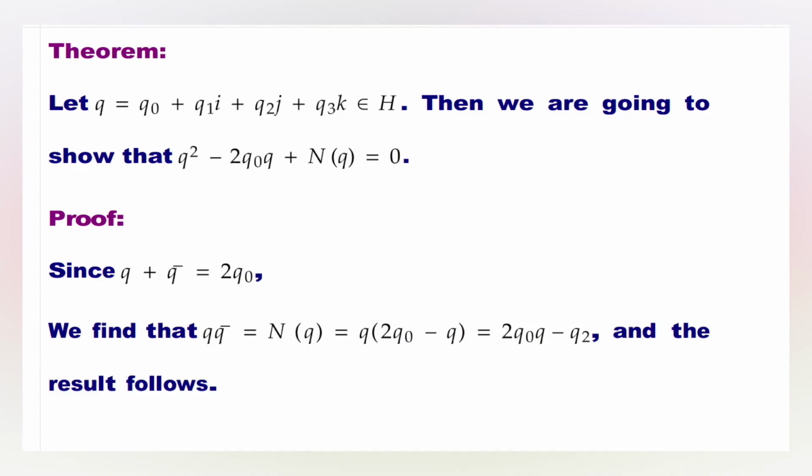We have just found another way to compute q square using the norm and conjugate of q. In fact, this type of manipulation can be used for any quaternion. The next theorem is, let q is equal to q naught plus q1 i plus q2 j plus q3 k in H, then we are going to show that q square minus 2 q naught q plus N of q is equal to 0. Let us prove this. Since q plus q bar is equal to 2 q naught, we find that q into q bar is equal to N of q is equal to q into 2 q naught minus q is equal to 2 q naught q minus q square. And the result is, the properties of conjugation in H are similar to those for C.